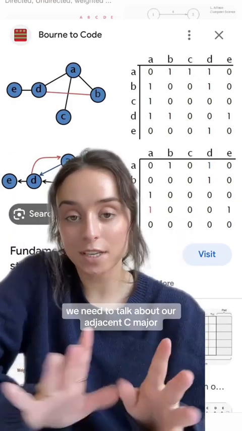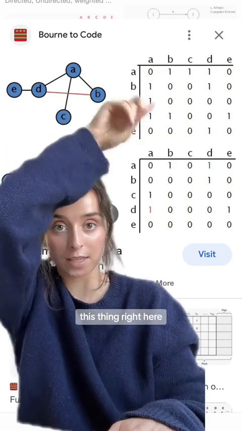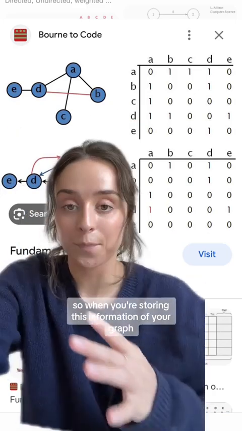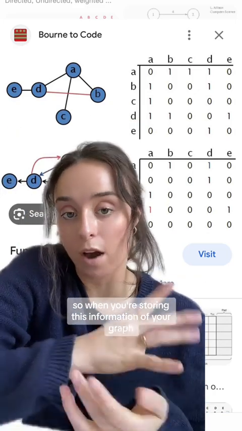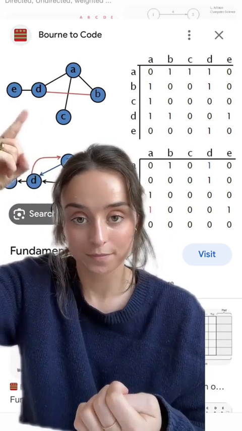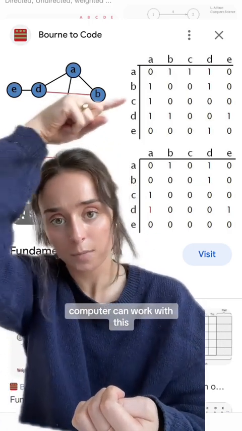Okay, the next thing we need to talk about are adjacency matrices. That's this thing right here. Here's your graph. This is your adjacency matrix. So when you're storing this information of your graph, you're not going to store this. That is a visual. That's for people to see. Computer doesn't really need this. Computer can work with this.